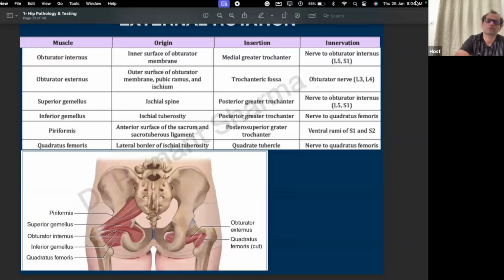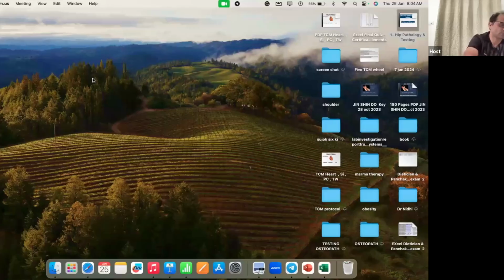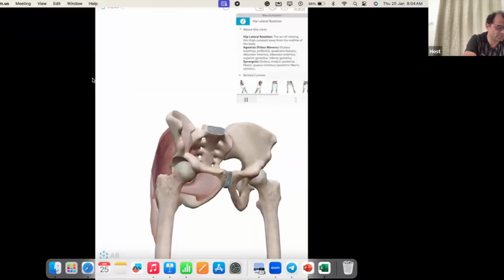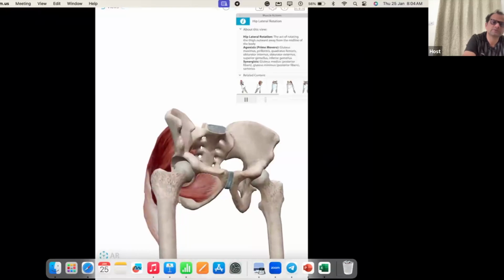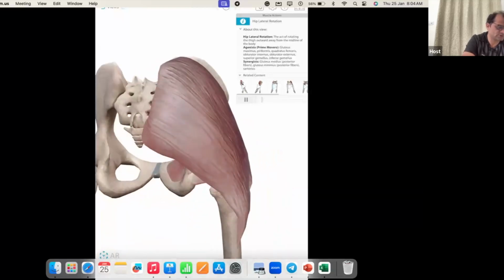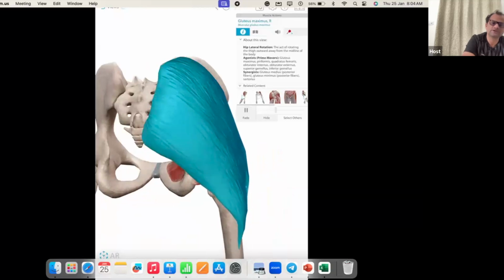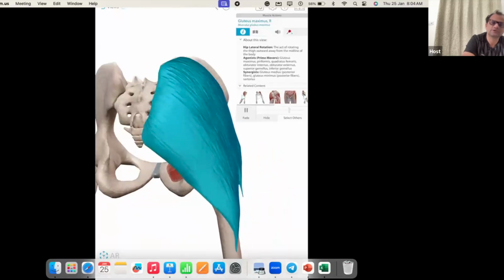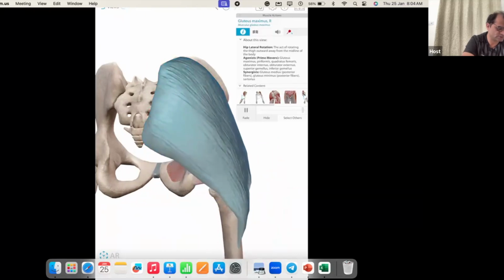If we see the lateral rotation of the hip, look at first this image. So this is the lateral rotation. When our hip is going to the lateral side, that is called lateral rotation of the hip. So this is the muscle, gluteus maximus, who is doing this lateral rotation.